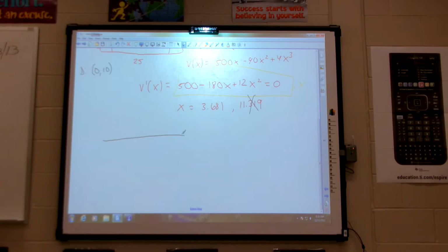So number line this. V prime and V. 3.681, and just don't forget, you can't go past 0 or 10. Those are my endpoints. Pick a number. 1. Plug it in your derivative, positive or negative? Positive. No need for calculator there. 500 minus 180 plus 12, definitely going to be positive. Pick a number bigger. 4. Might need to plug it in. A lot of people assume, but do not do that. You'll get fooled on quite a few of them.